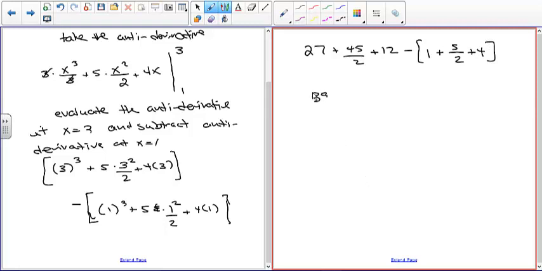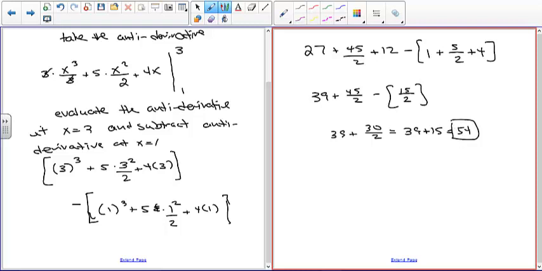So we get 39 plus 45 halves minus, here we'll get 5 halves plus 2 halves, 7 halves, plus 8 halves, 15 halves. So just put it into halves, and then if we subtract 15 halves from 2 halves, we'll get 30 halves, which is going to be 39 plus 15, which is 54. So that's the answer, and that is the area underneath the curve.